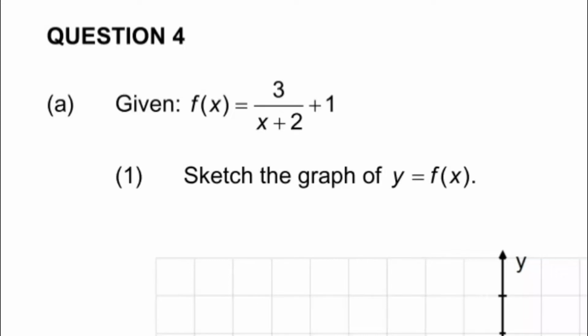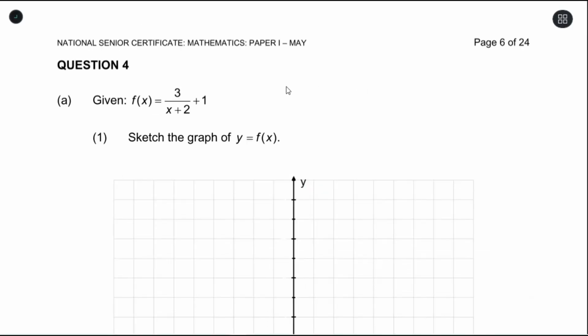Given that f(x) = 3/(x + 2) + 1, sketch the graph of y = f(x). Okay, so since this is a hyperbola, we need certain key points. The first thing that we'll look at is the shape.